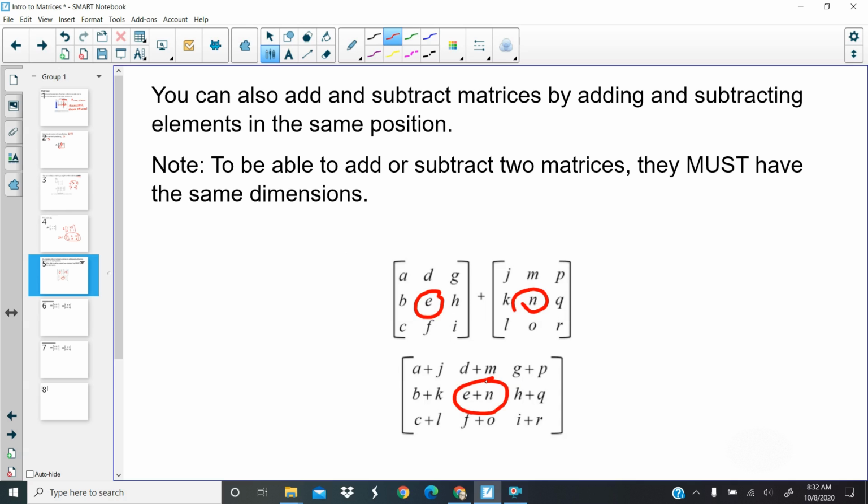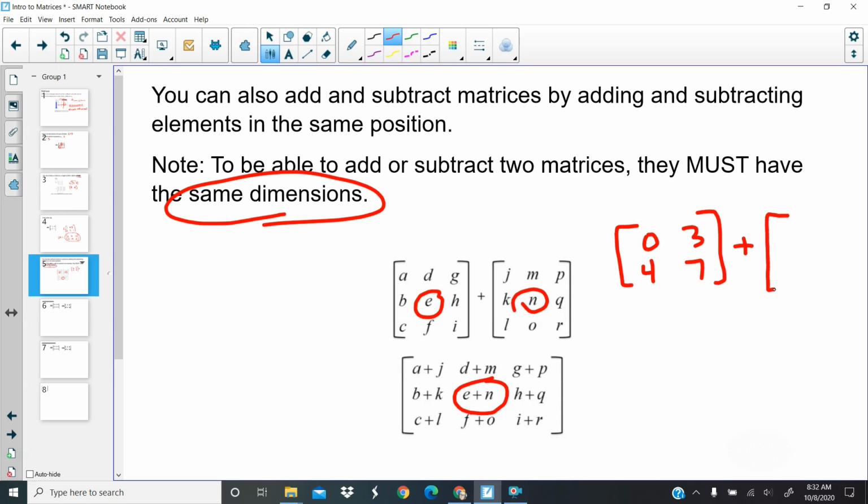Another thing to note is that to be able to add or subtract two matrices, they have to have the same dimensions. If they have different dimensions, you're not going to be able to add or subtract them. So if I had a matrix that was 0, 3, 4, 7, and I wanted to add it to a matrix that was 2, 1, I'm not going to be able to do that because they don't have the same dimensions. I could add 0 and 2 and 4 and 1, but there's nothing to add the other elements to. So that is not possible.